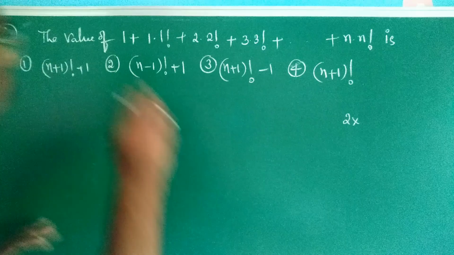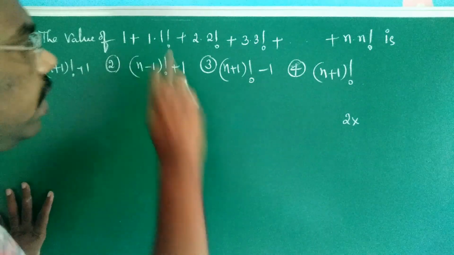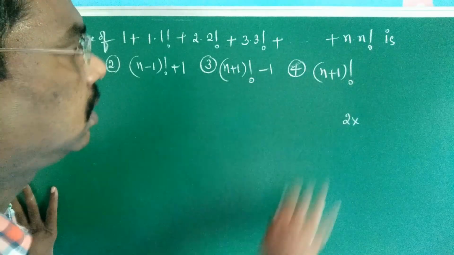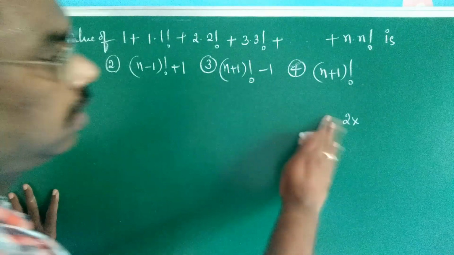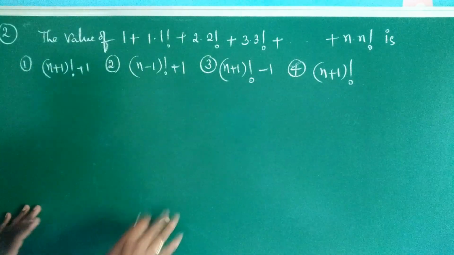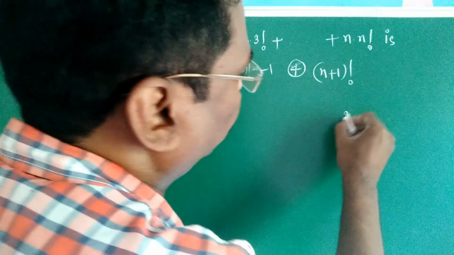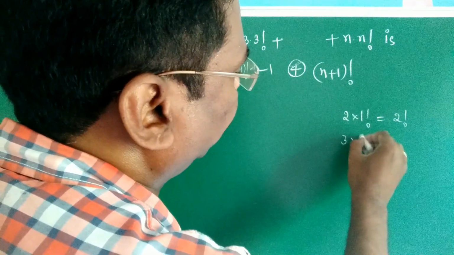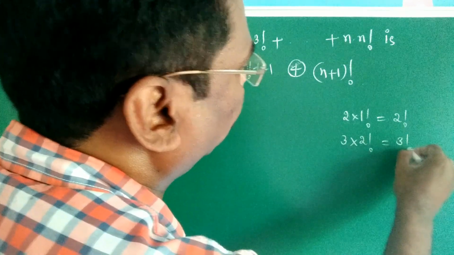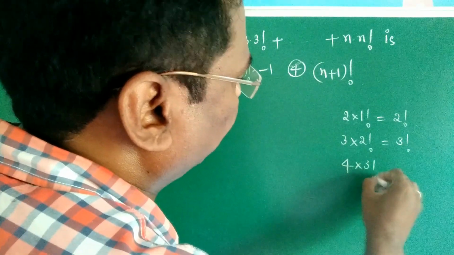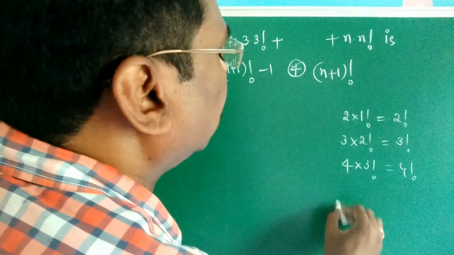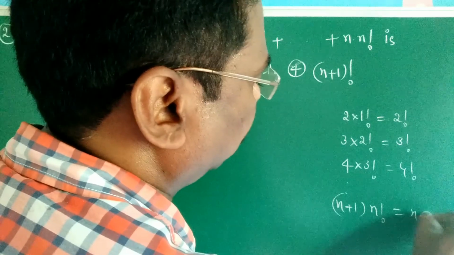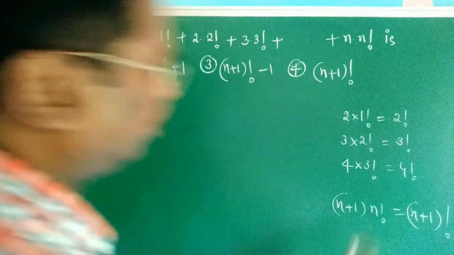Next one, the value of 1 plus 1 into 1 factorial, 2 into 2 factorial, 3 into 3 factorial, plus up to so on n into n factorial. Now here the given problem is based on our small concept. Now 2 into 1 factorial is equal to 2 factorial. Now 3 into 2 factorial is equal to 3 factorial. Now 4 into 3 factorial is equal to 4 factorial. Up to so on, n plus 1 into n factorial is equal to n plus 1 factorial.